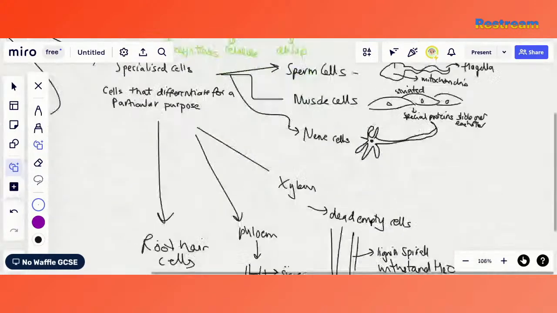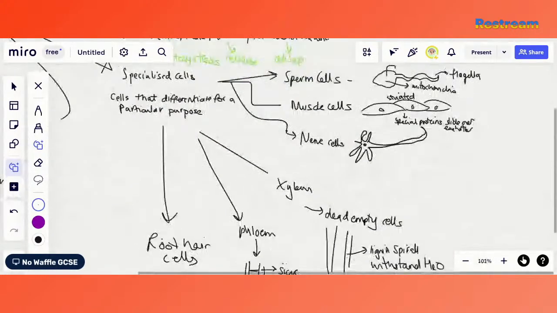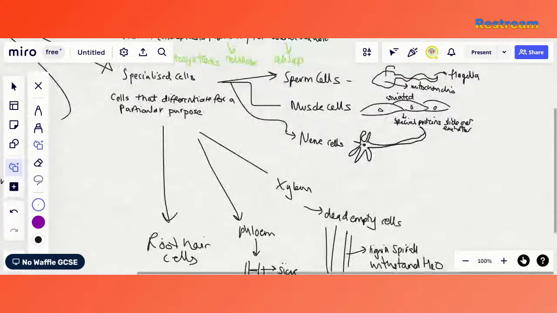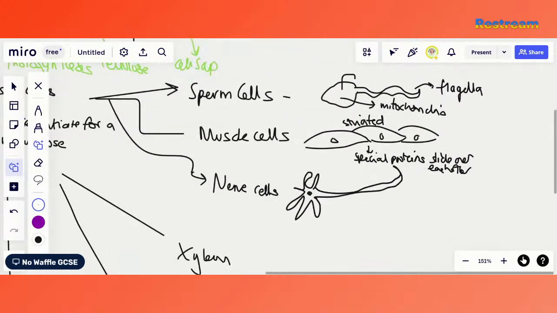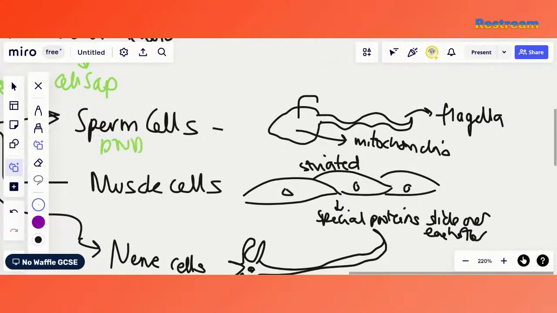Then we looked quickly at specialized cells, which are cells that undergo the process of differentiation, gaining new subcellular structures in order to be suited for their role. So we looked at sperm cells. The function of sperm cells is to carry the male's DNA and fuse it with the female's DNA.